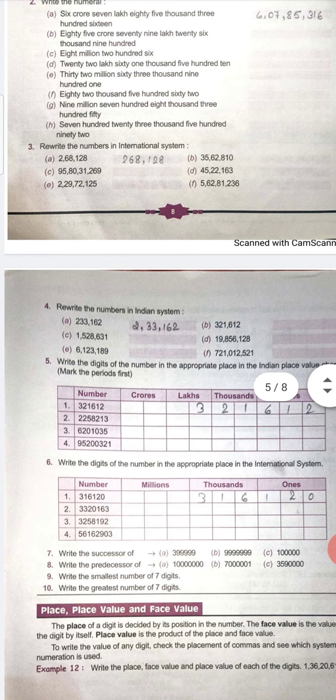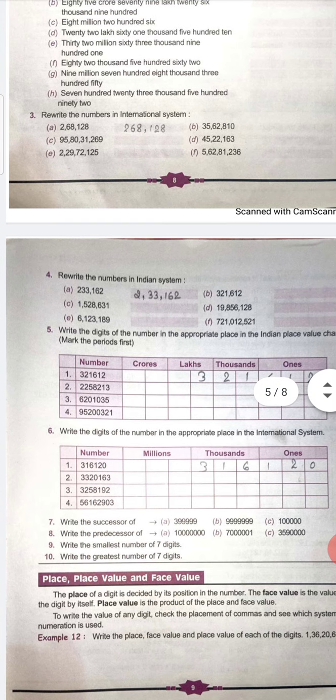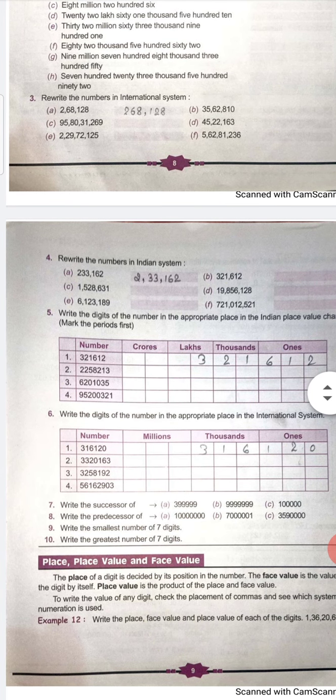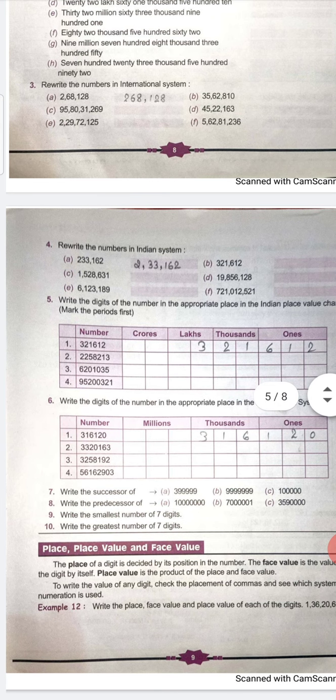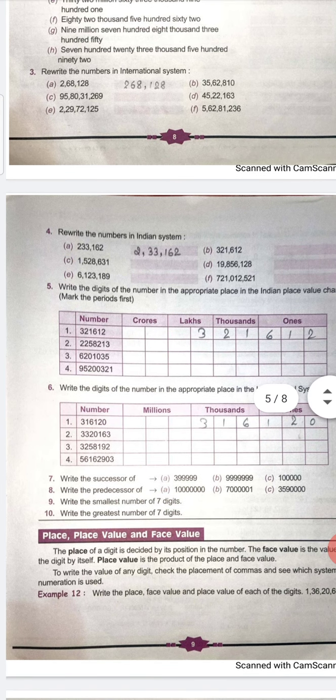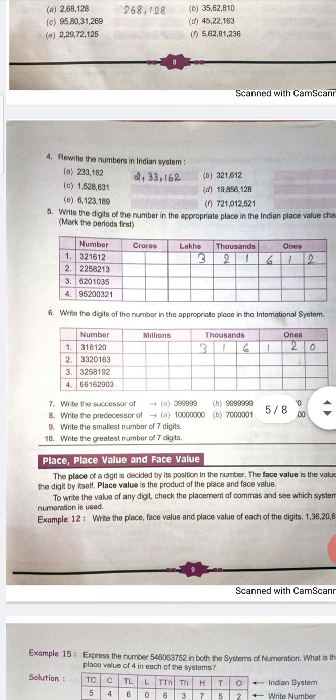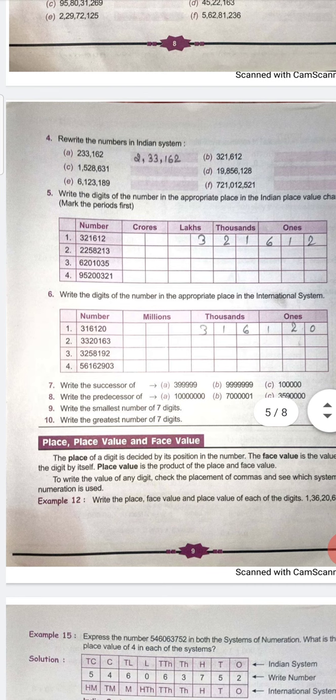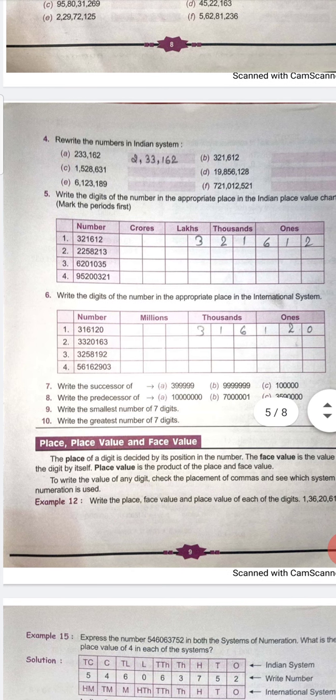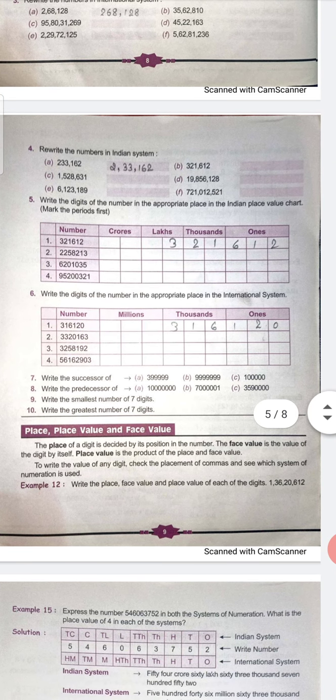In this question, the number is written in the Indian system, and we have to write this number in the international system by separating with commas. See question number 4. Rewrite the numbers in the Indian system. Here this number is written in the international system, so we have to write this number in the Indian system. See the next question, question number 5.